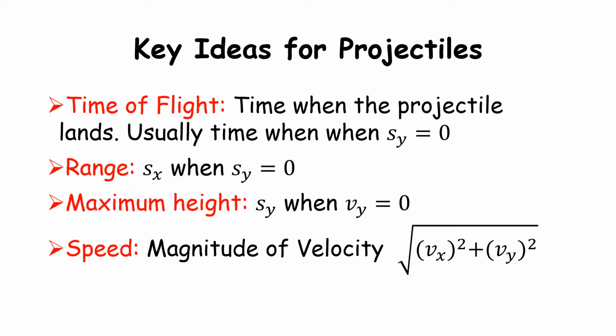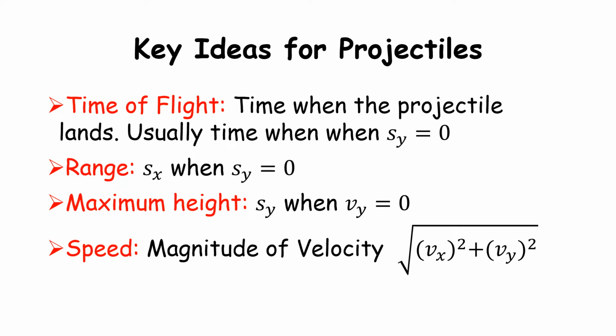So the first one is the time of flight. That's the time when the projectile lands, and it's usually the time when Sy equals 0. I say usually because we are going to meet questions in this video where we're projecting an object from a cliff, and that's going to change where it lands. The range is Sx when Sy equals 0. So that is the horizontal distance after it lands.